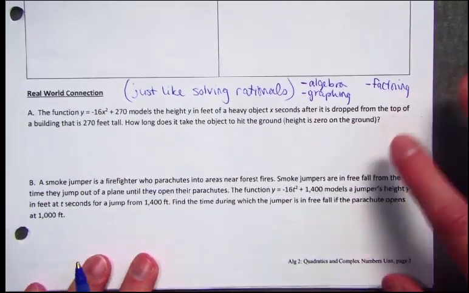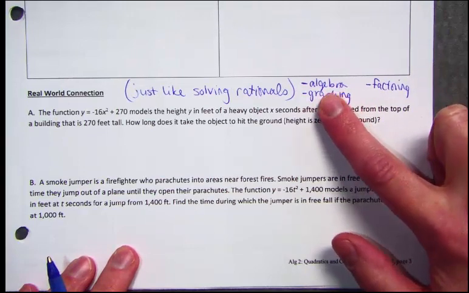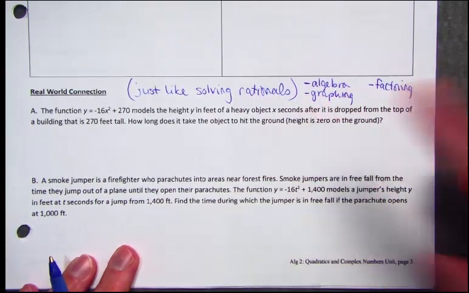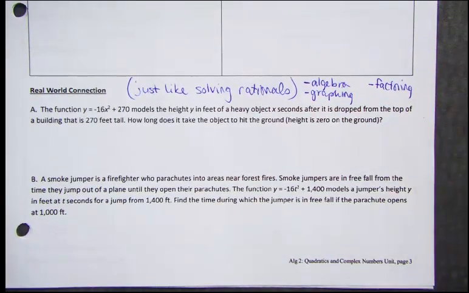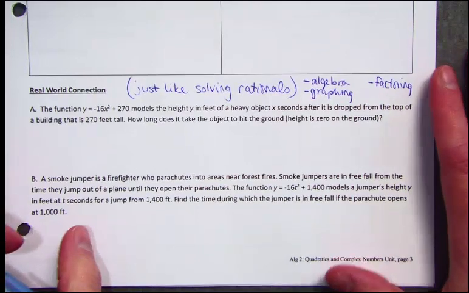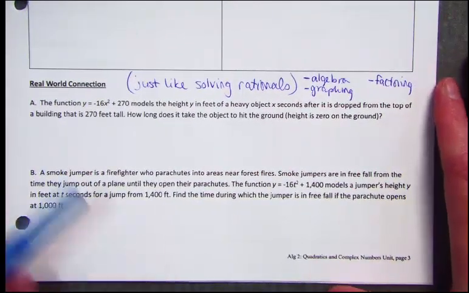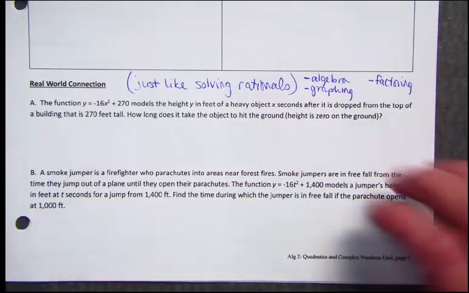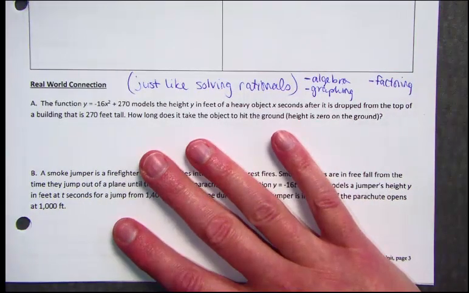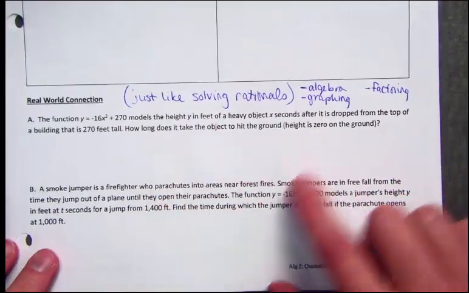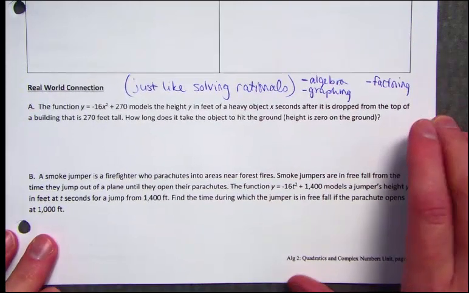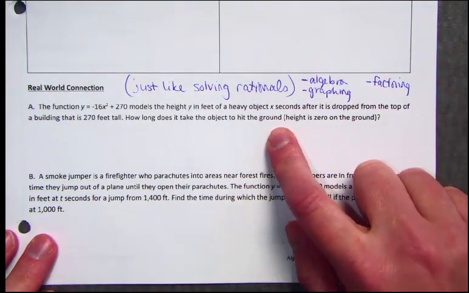I'm going to show you each time how we would set it up and solve it algebraically, and also how we can check it by graphing to make sure that we've got it right. And then afterwards there'll be a practice that you can check your understanding with, to see if you've got it. Alright, the function y equals negative 16x squared plus 270 models the height y in feet of a heavy object x seconds after it is dropped from the top of a building that is 270 feet tall.